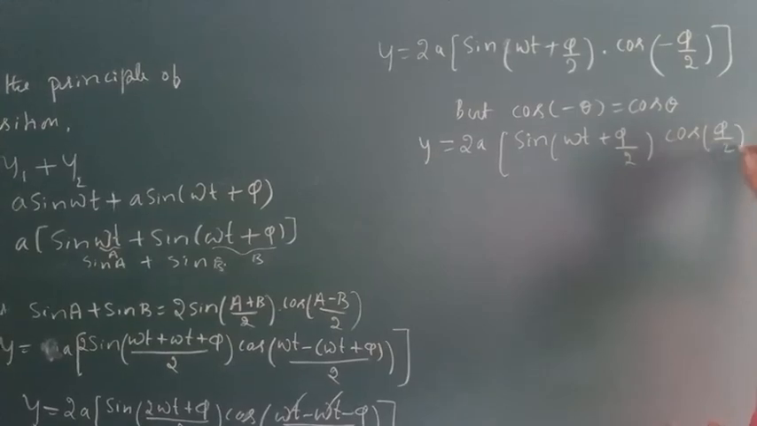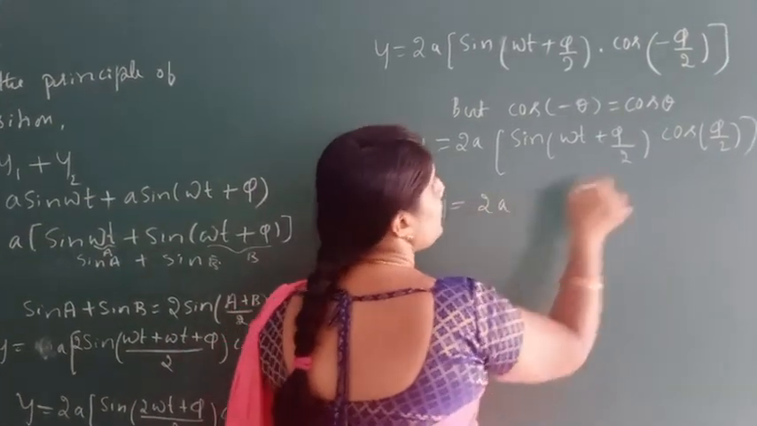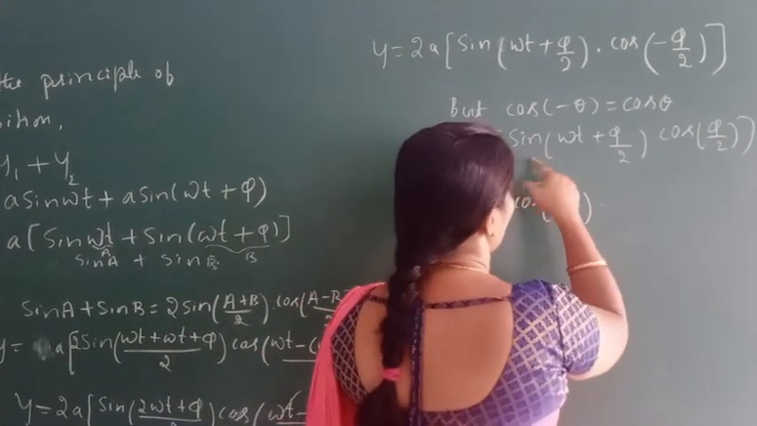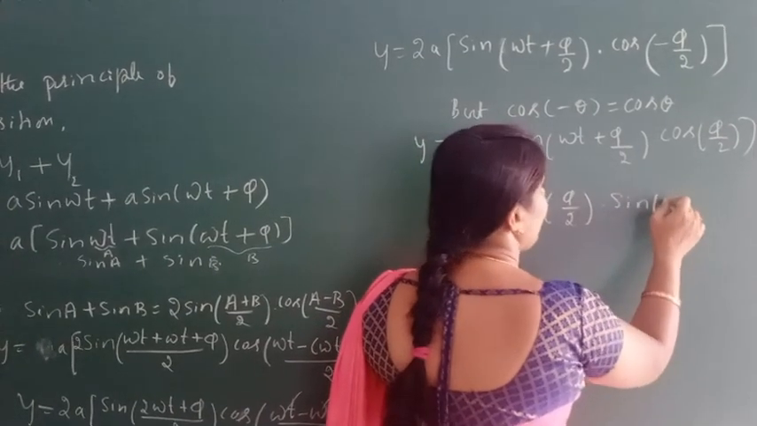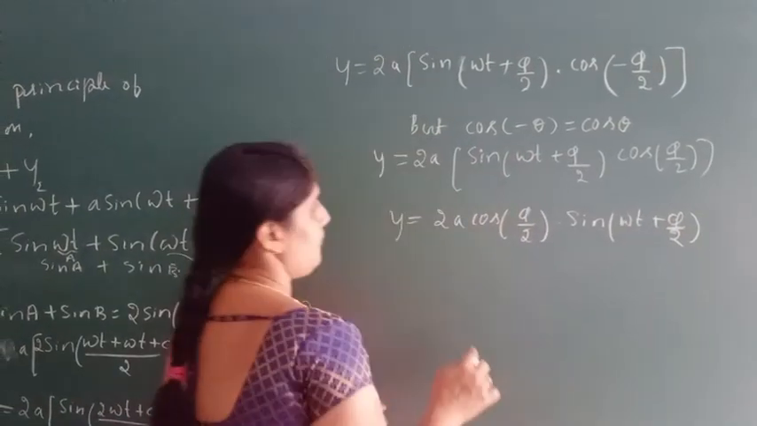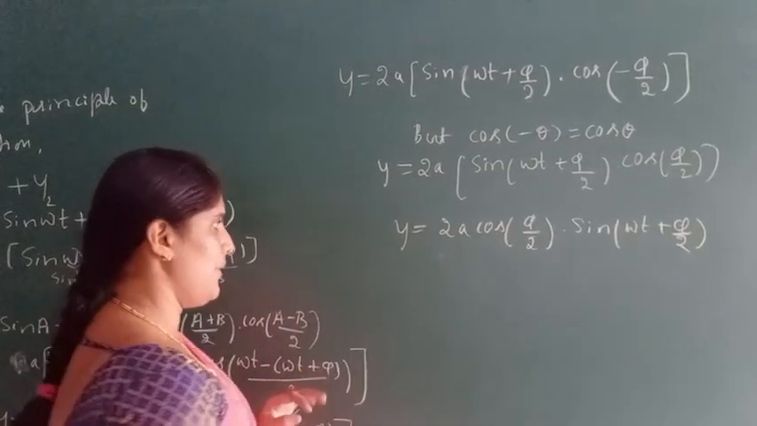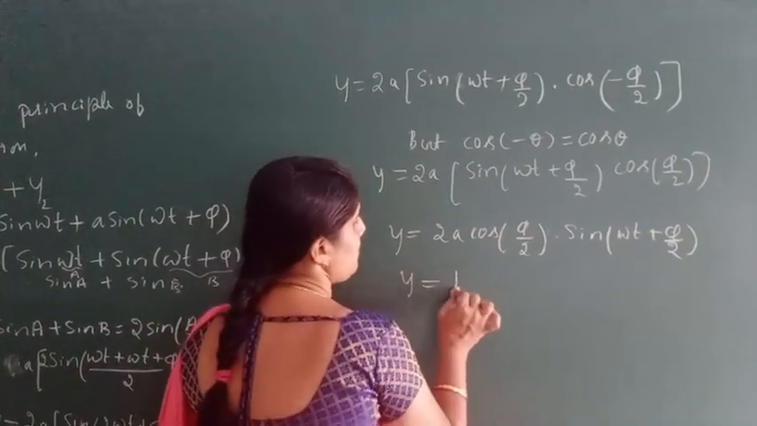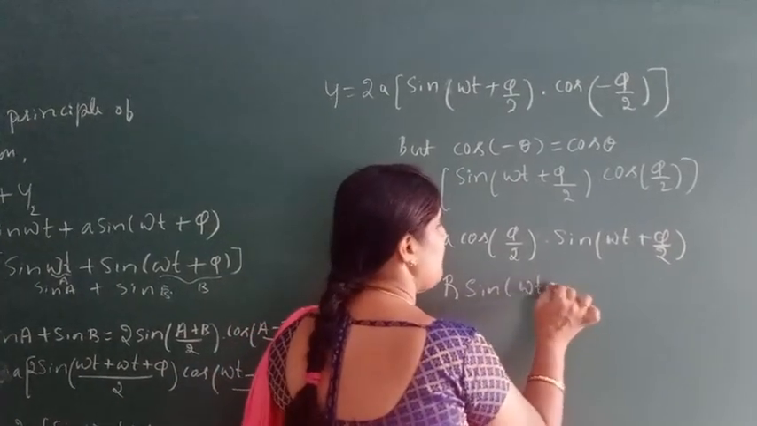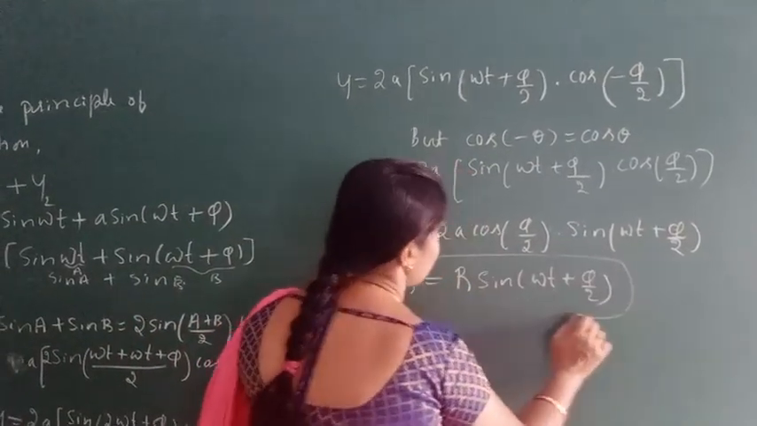By rearranging this equation, you will get y is equal to 2a cos of phi by 2 into sin of omega t plus phi by 2. Here the factor 2a cos phi by 2 can be taken as the resultant amplitude. So this equation becomes y is equal to r into sin of omega t plus phi by 2. This is the resultant displacement.